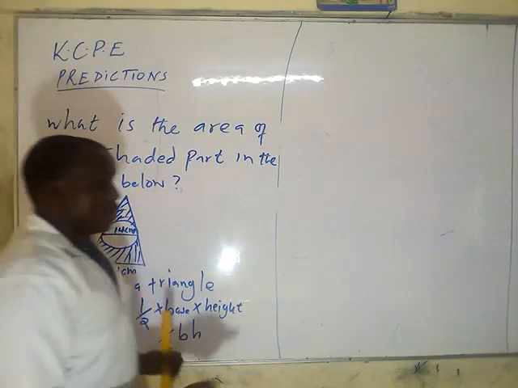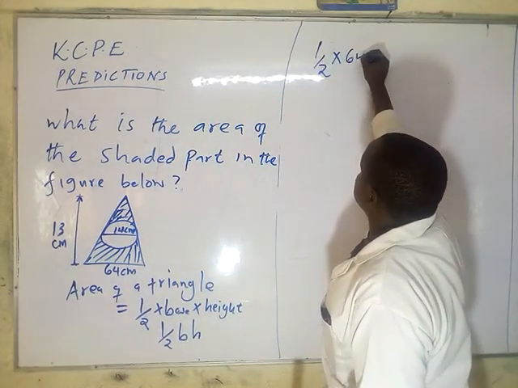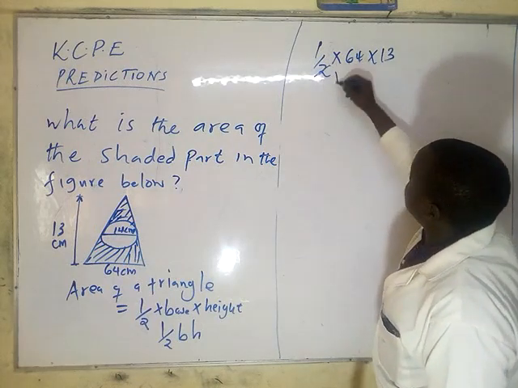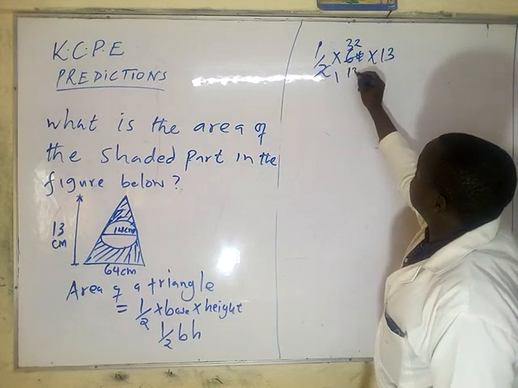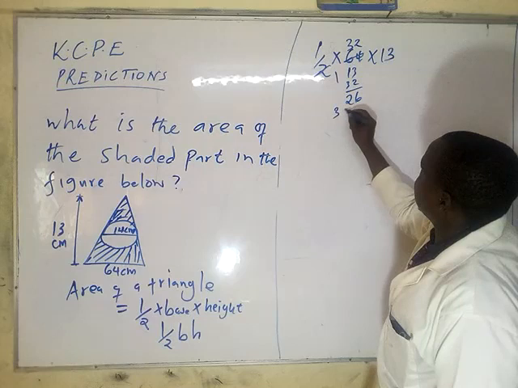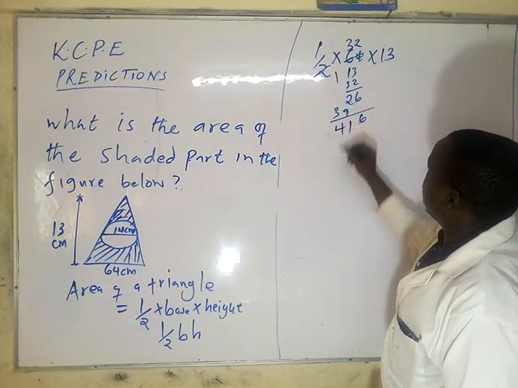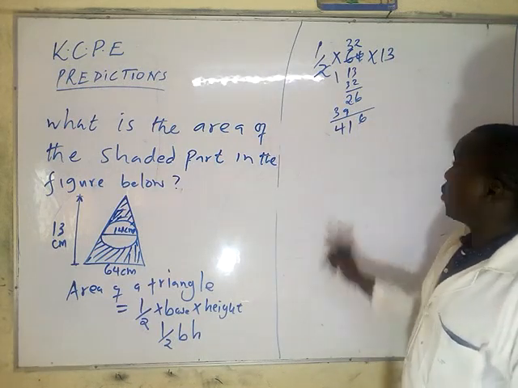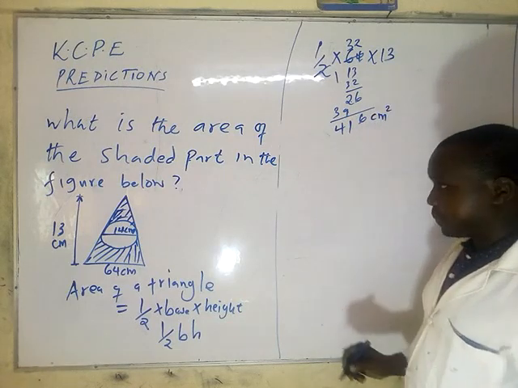So let us substitute now in our formula. A half times base, which is 64, times 13. So this one here once, here 3, 2. So it is 13 times 32. This one is 26. This one is 39. So you add the 6, 1, 4. So our area of the whole triangle is 416 centimeters square.